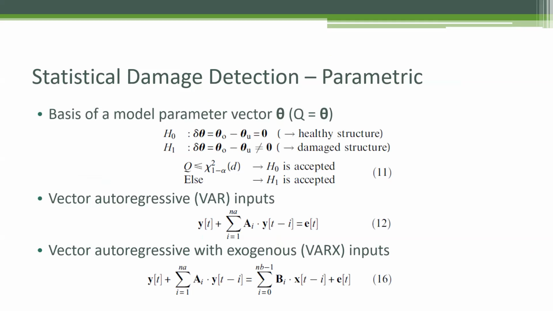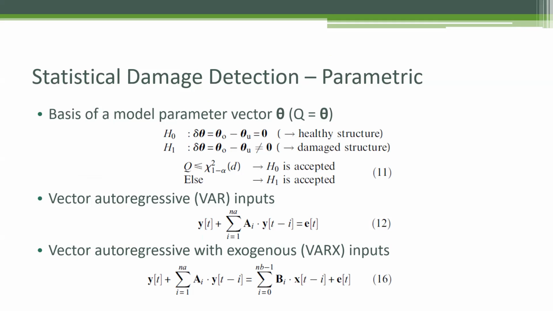For the parametric statistical damage detection, the basis of a model parameter vector theta was used as the characteristic statistical quantity. Damage detection was done by testing for statistically significant changes between the healthy and unknown structural states for the hypothesis testing shown.